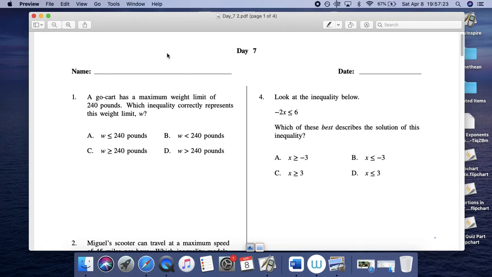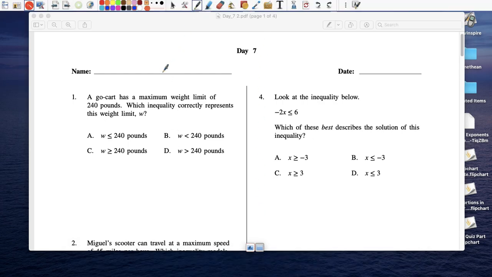All right. A go-kart has a maximum weight limit of 240 pounds. So the maximum it can weigh is 240. Let's use W for the weight. The go-kart can be 240 pounds or less, and therefore we use the less than or equal to sign. Remember, it says it has a maximum weight of 240, so automatically it can't be this one.